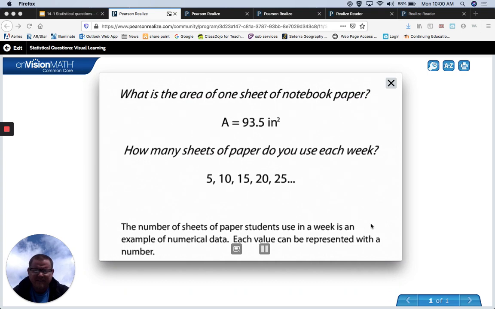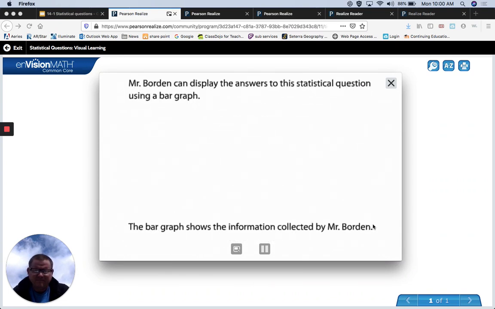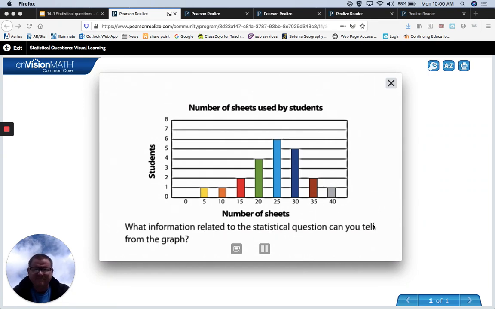The number of sheets of paper students use in a week is an example of numerical data. Each value can be represented with a number. Categorical data is data that is grouped by some common properties such as days of the week. Mr. Borden can display the answers to this statistical question using a bar graph. The bar graph shows the information collected by Mr. Borden. What information related to the statistical question can you tell from the graph?